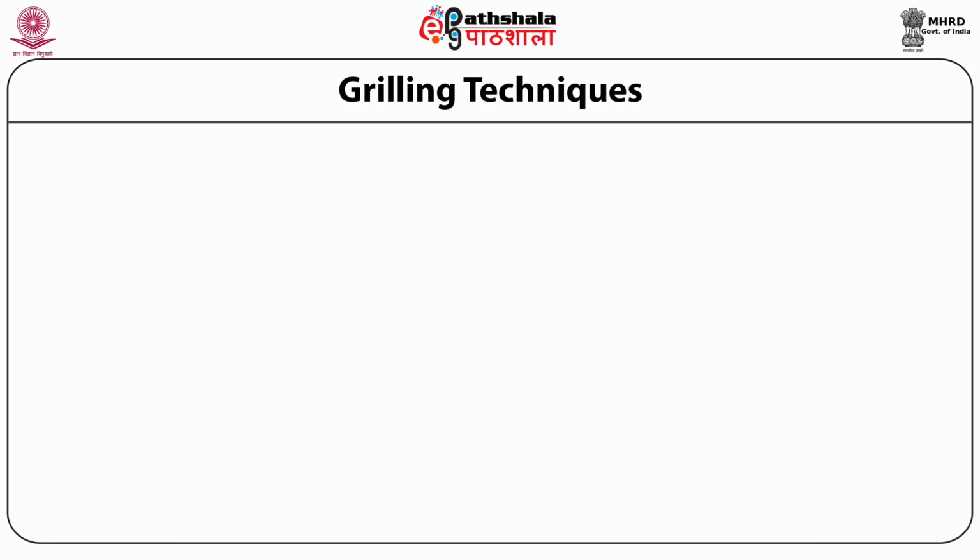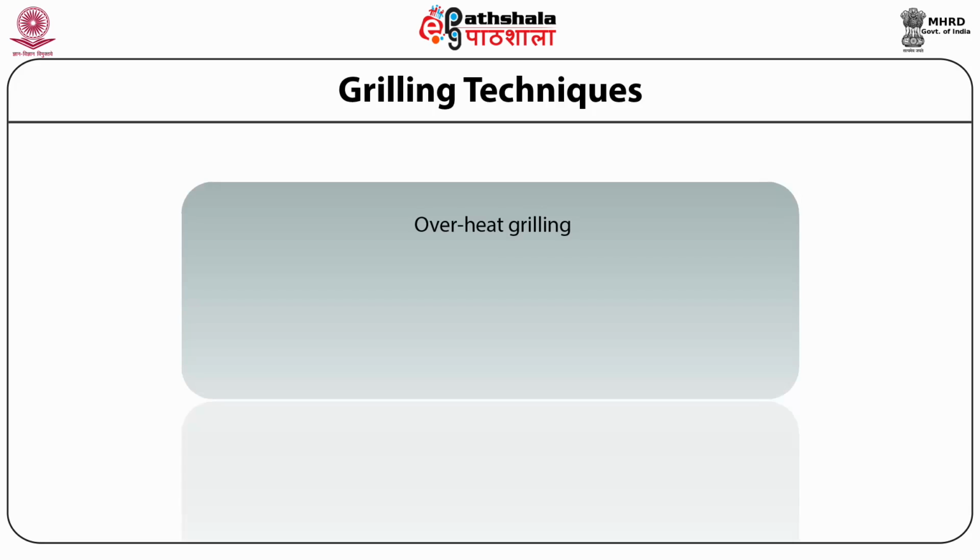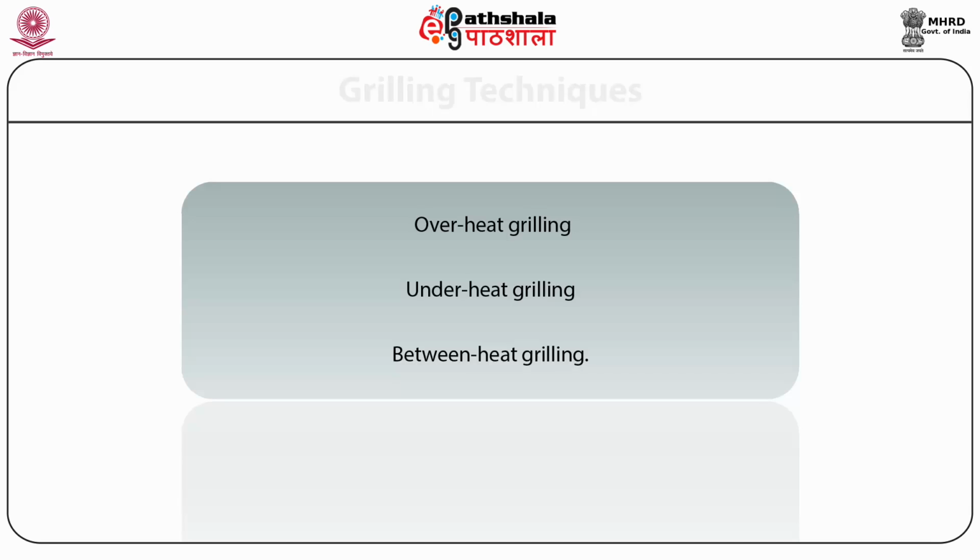Grilling techniques. Overheat grilling: food is placed on a rack or grill bars of a gas or charcoal grill or barbecue. The grill rack must be preheated and the meat lightly brushed with oil before cooking. Underheat grilling: food is placed under a gas or electrical salamander or heat element. The salamander must be preheated for fast searing. Between heat grilling: this method uses radiant heat, convection heat, or a combination of both. The meat is placed between heated grill bars in a vertical toaster or grill, a convection oven or conveyor oven.